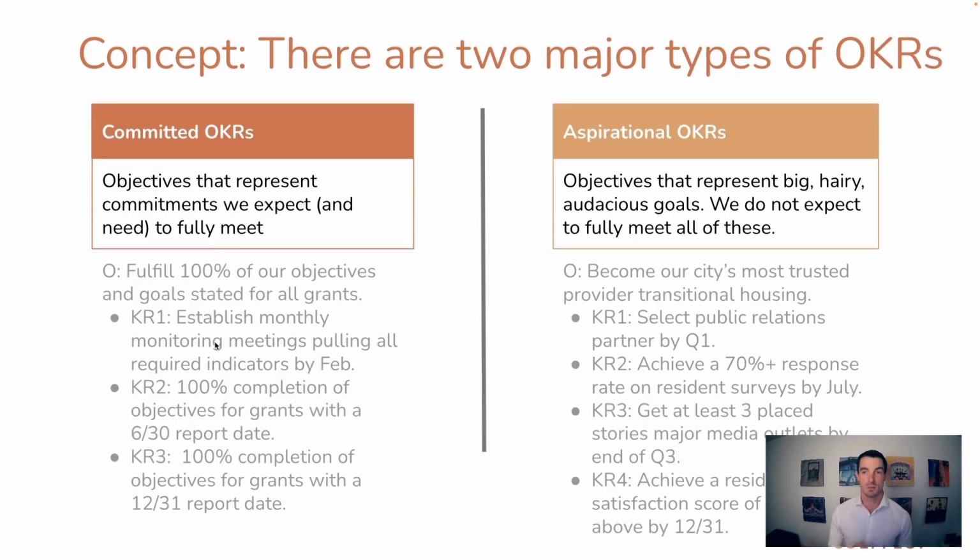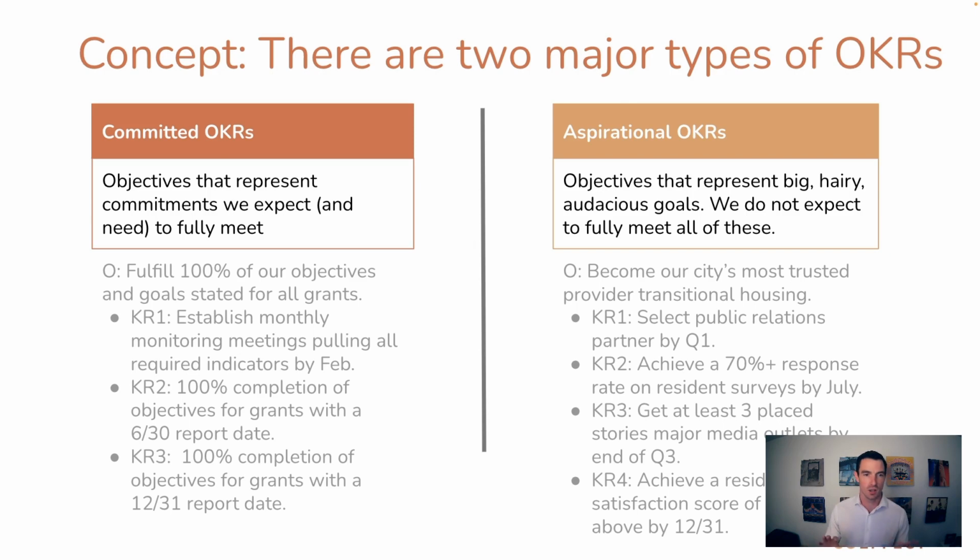So there are 2 major types of OKRs. One are committed OKRs. These are objectives that represent a commitment that you fully expect to meet 100%, and you need to meet it 100%. And then you've got aspirational OKRs, and these are objectives that typically represent big, hairy, audacious goals that you don't expect to fully meet, but you're going to set because they are directionally helpful to your team.